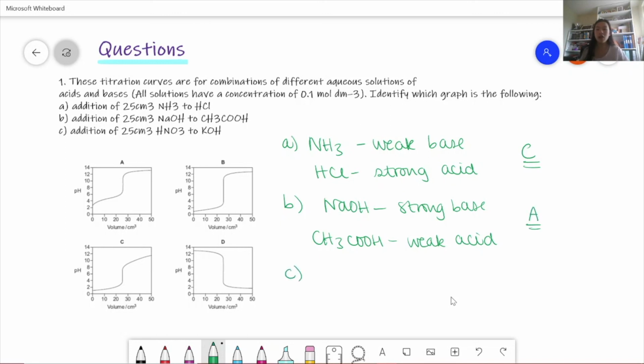And then for C, we have nitric acid, which is a strong acid, and then potassium hydroxide, which is a strong base. So we have a strong acid being added to a strong base. And so it must be D, because this is the only curve where we start off with the base and we're adding an acid to a base. And so the answer is D.